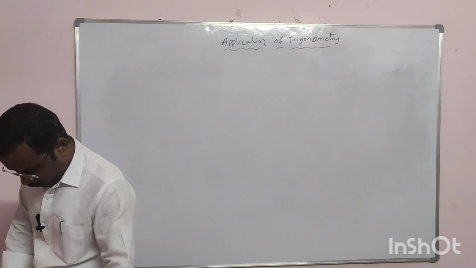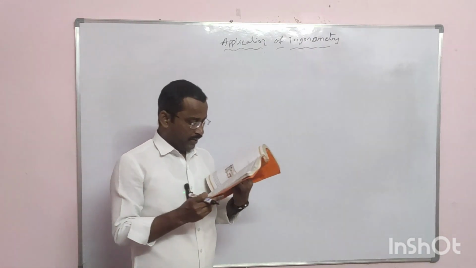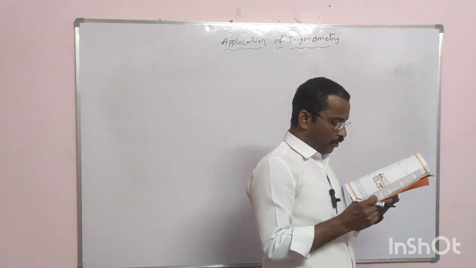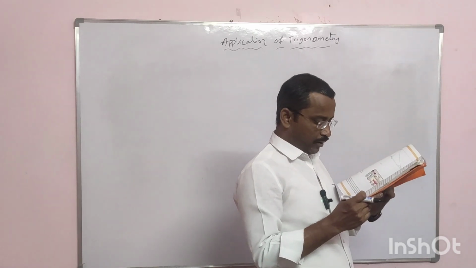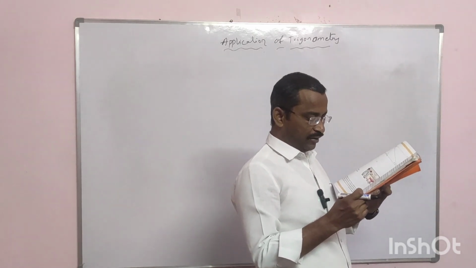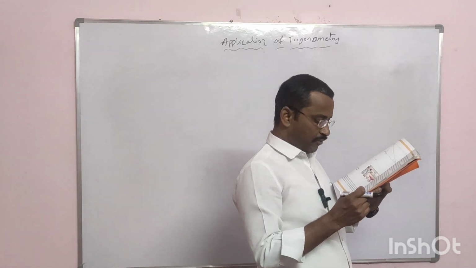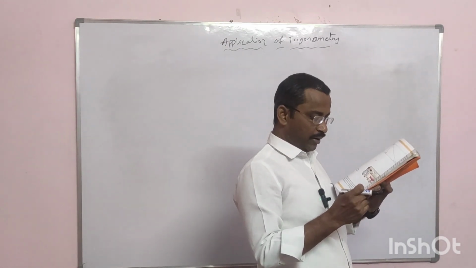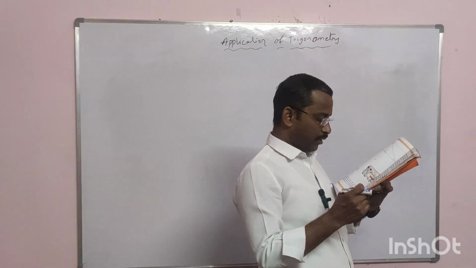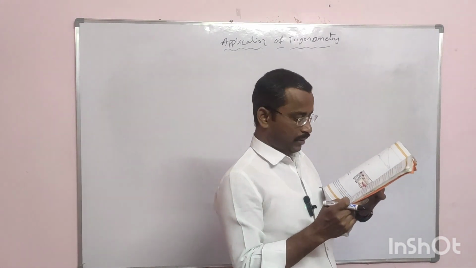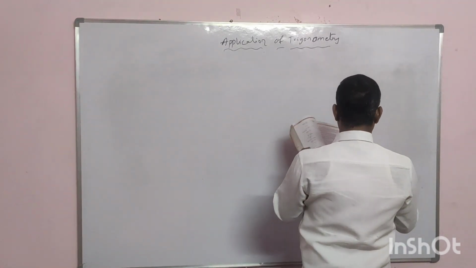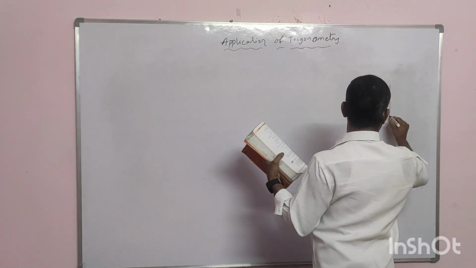Look at this question also once. 8th question: the angles of elevation of the top of the tower from two points at distances of 4 meters and 9 meters from the base of the tower and in the same straight line are complementary. Find the height of the tower. Here the top of the tower is given. Let's take this as your tower.